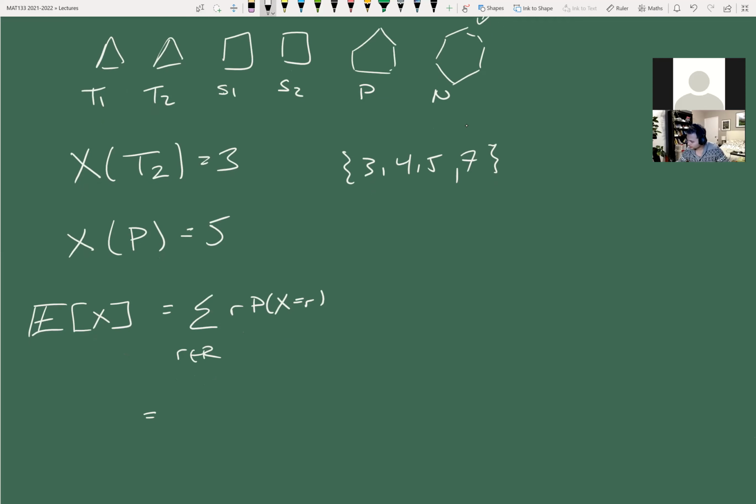So the expected value is 3 times the probability you chose a 3-sided thing, plus 4 times the probability you chose a 4-sided thing, plus 5 times the probability you chose a 5-sided thing.